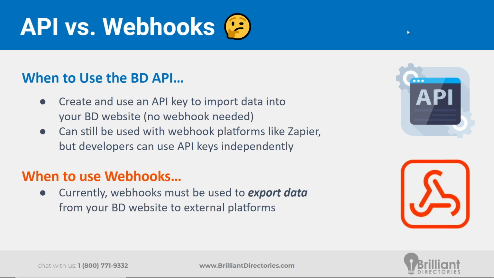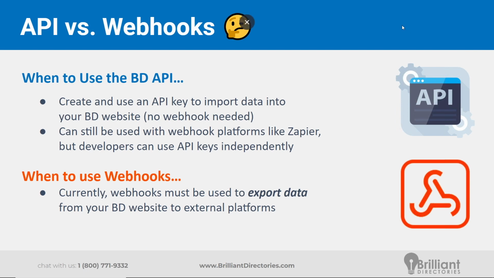When we're talking about the BD API, again, right now, this would be used to create member records on your BD website from external sources. So you can create and use an API key to do that. You don't need any webhook for this. If you've watched our previous videos with regards to webhooks, you know that when you create a new workflow, you copy a webhook URL, and then you paste that webhook URL into your website's admin area. You wouldn't need to do that in this case.